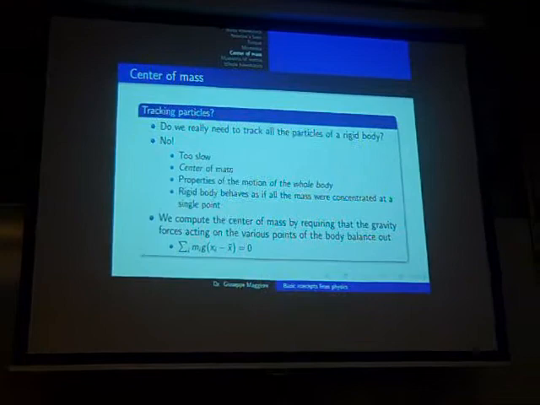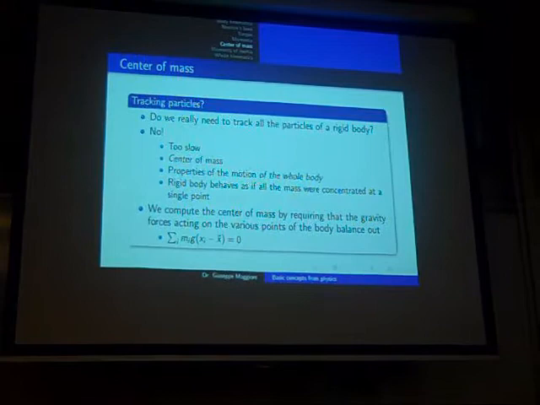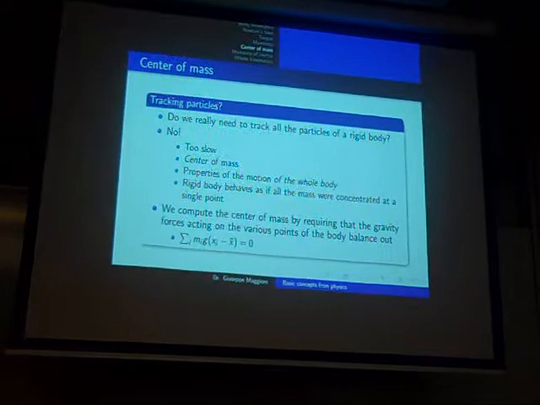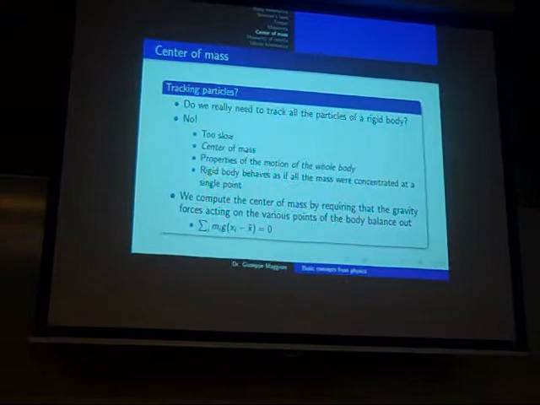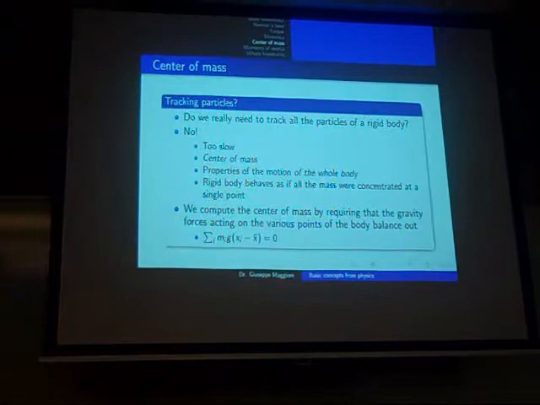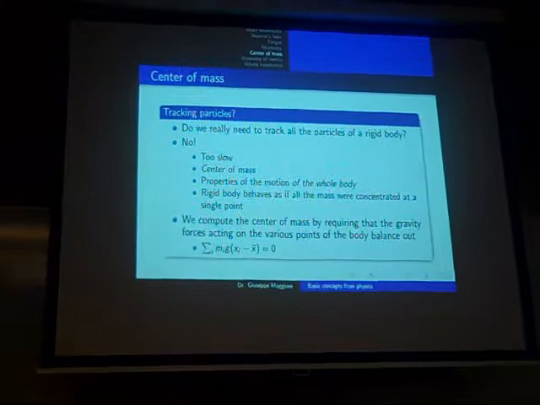All right, so the idea of the center of mass is rather simple. Do we really need to keep track of all the particles that make up a rigid body? No, absolutely not. That's pointless. Mostly because the interesting quantities like the velocity or the linear momentum or the angular velocity or the angular momentum, they sum across all the particles. So we just need to track the sum. It's as if saying that the body moves and rotates as if it were a single tiny particle at its own center of mass, right?